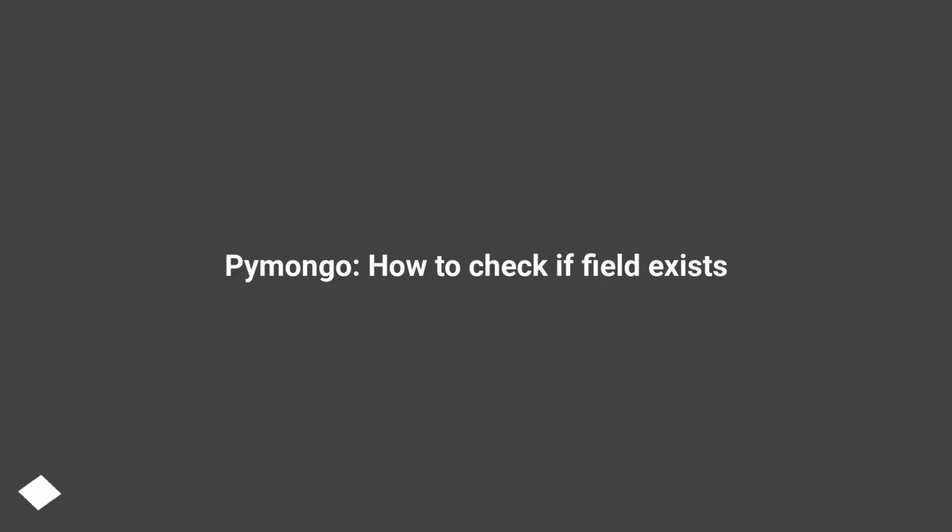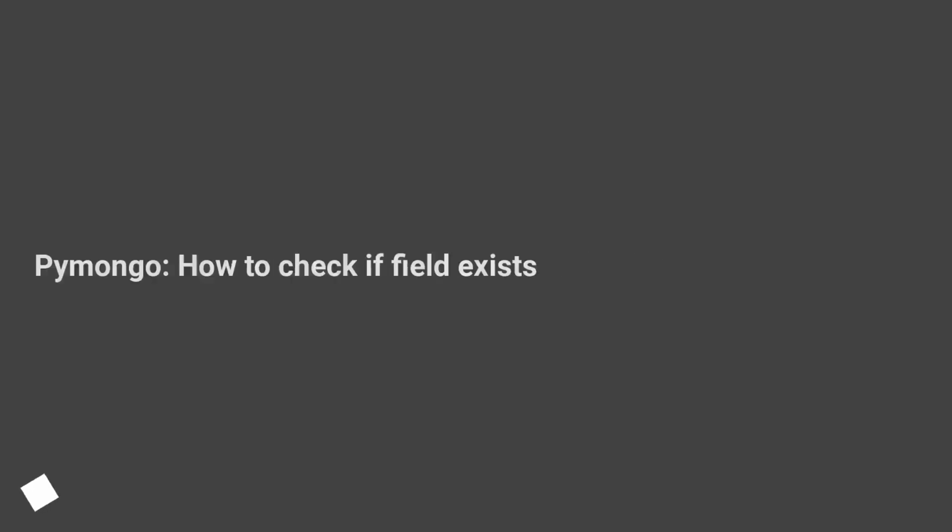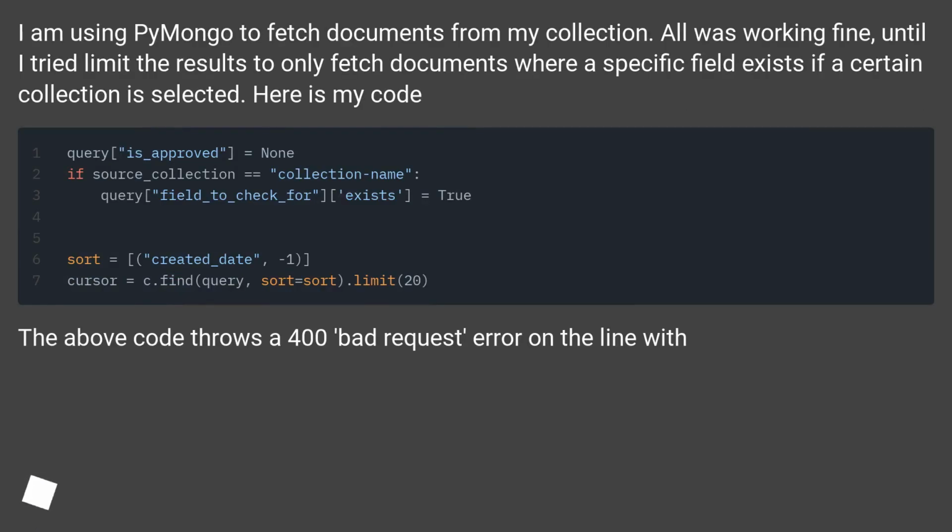Pymongo, how to check if field exists. I am using Pymongo to fetch documents from my collection. All was working fine, until I tried to limit the results to only fetch documents where a specific field exists if a certain collection is selected. Here is my code.